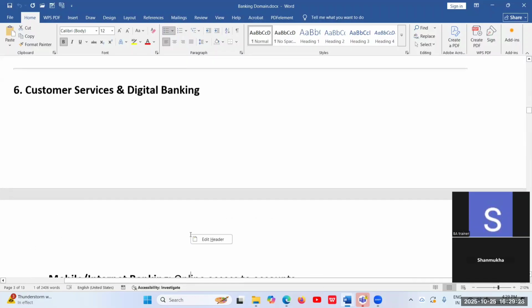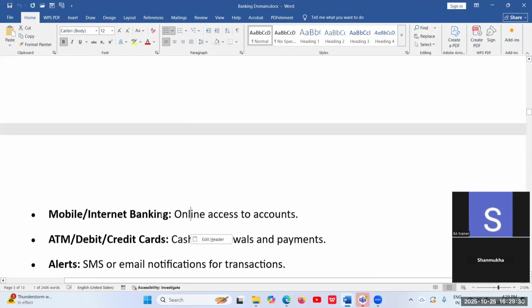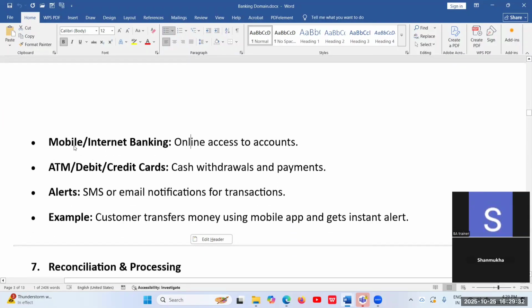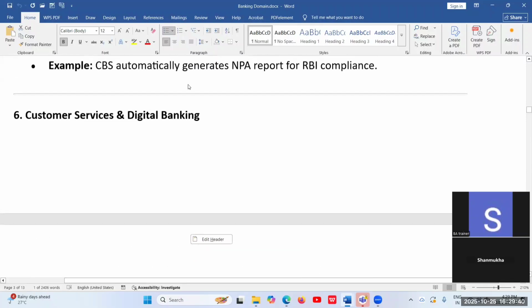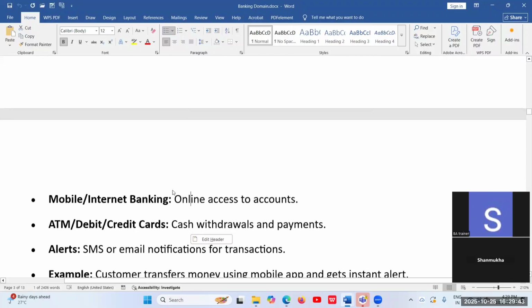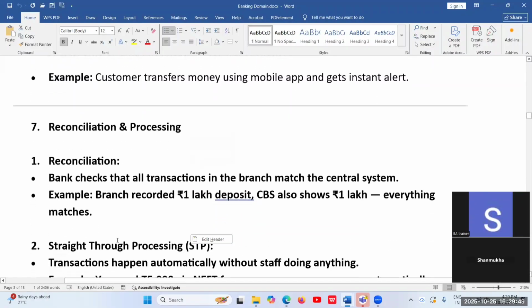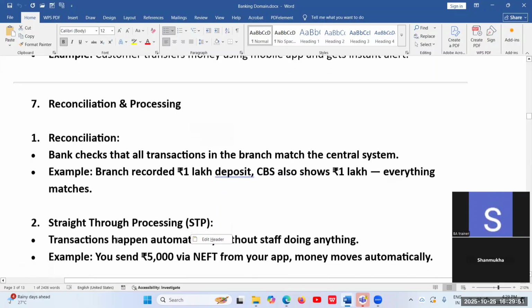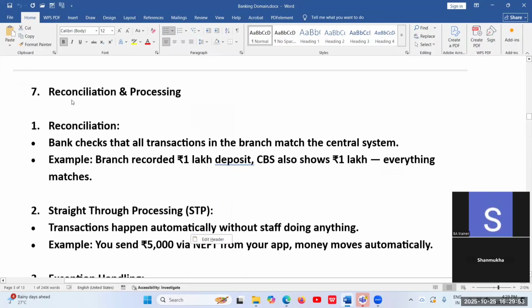Okay, so next we have customer service and digital banking. This is also something we are all familiar with: mobile banking, internet banking, ATM, debit cards, credit cards, alerts. I'm not going to emphasize this as we all use it on a day-to-day basis. So let's jump into another concept from banking: reconciliation and processing.